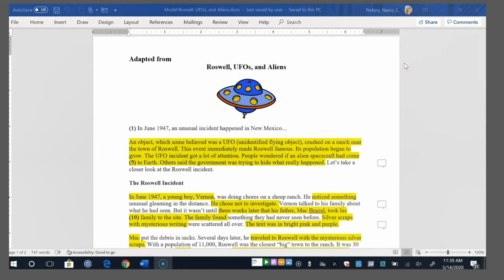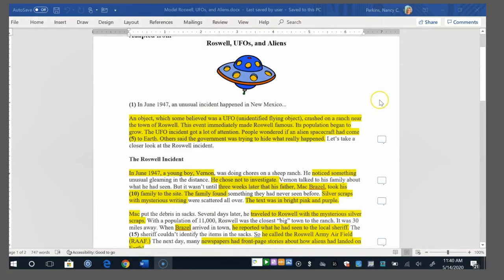The title of this article is Roswell, UFOs, and Aliens. In June 1947, an unusual incident happened in New Mexico. An object, which some believed was a UFO, or an unidentified flying object, crashed on a ranch near the town of Roswell. This event immediately made Roswell famous. Its population began to grow. The UFO incident got a lot of attention. People wondered if an alien spacecraft had come to Earth. Others said the government was trying to hide what really happened. Let's take a closer look at the Roswell incident.